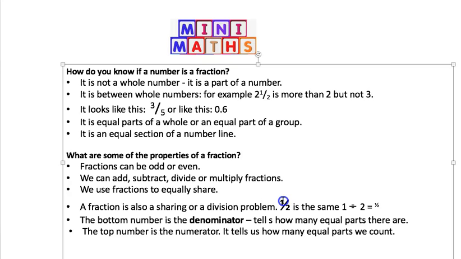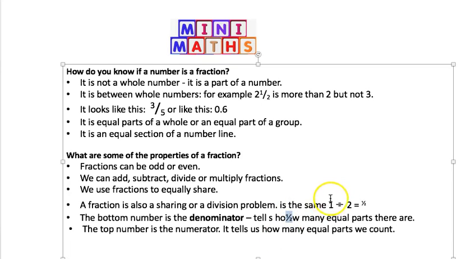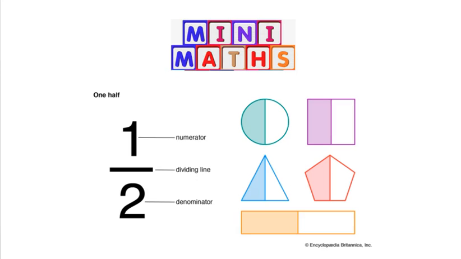The thing I like about a fraction, it is a sharing or a division problem. So if I took one thing and cut it into 2 equal parts, I'd have a half. So one thing shared equally 2 ways, each person would get a half. The bottom number of a fraction is the denominator. It tells us how many equal parts there are. The top number is the numerator. It tells us how many we're working with or how many we're counting.